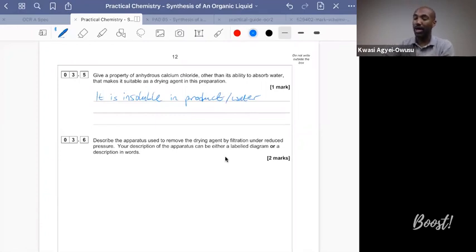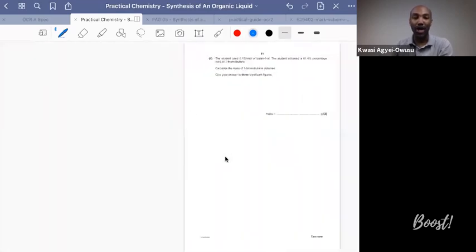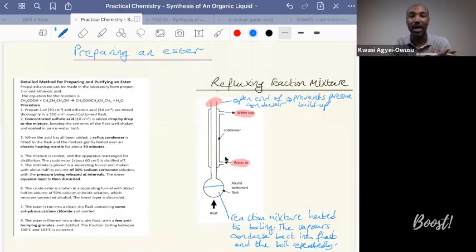Okay, so hopefully you found this session on the synthesis of an organic liquid useful, and hopefully aspects of the practical and various bits of practical technique that you weren't so comfortable on, that you do have a better understanding now. As usual, if you've got any questions, do write to us at boostrevision.com and we will be more than happy to write back with an answer for you.